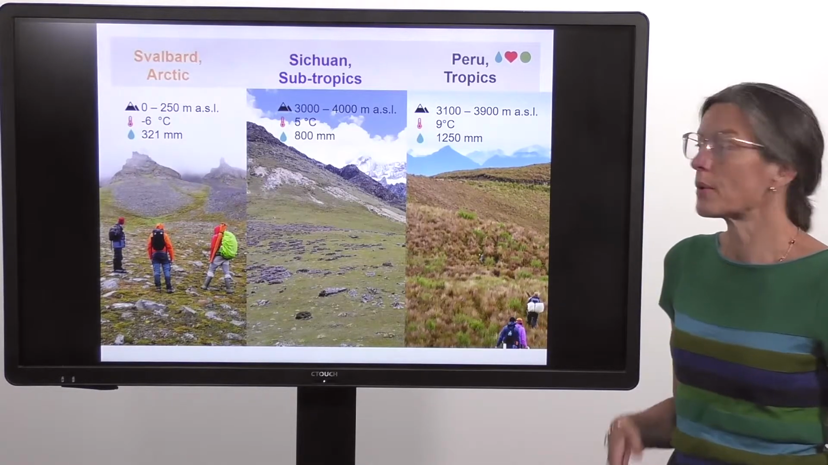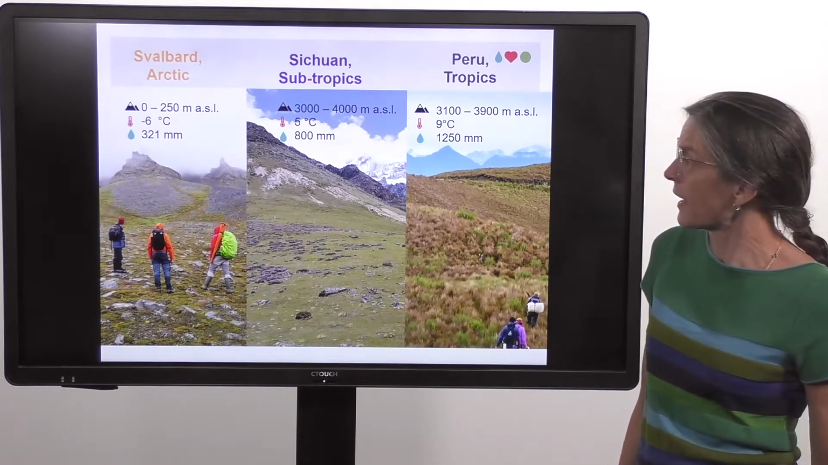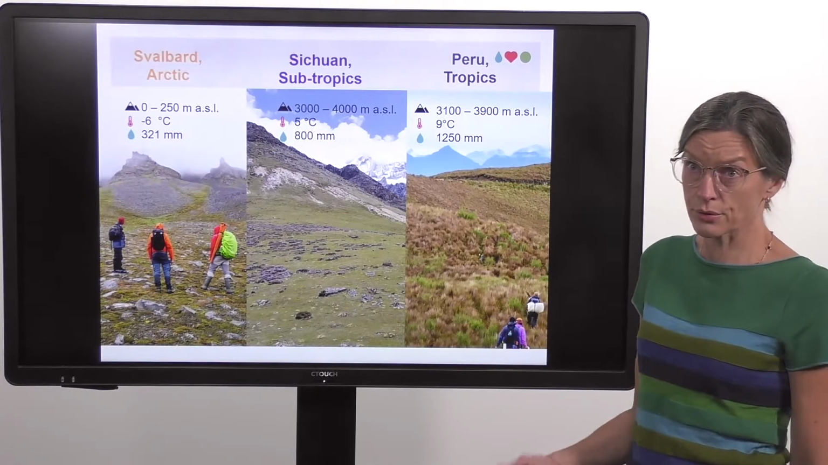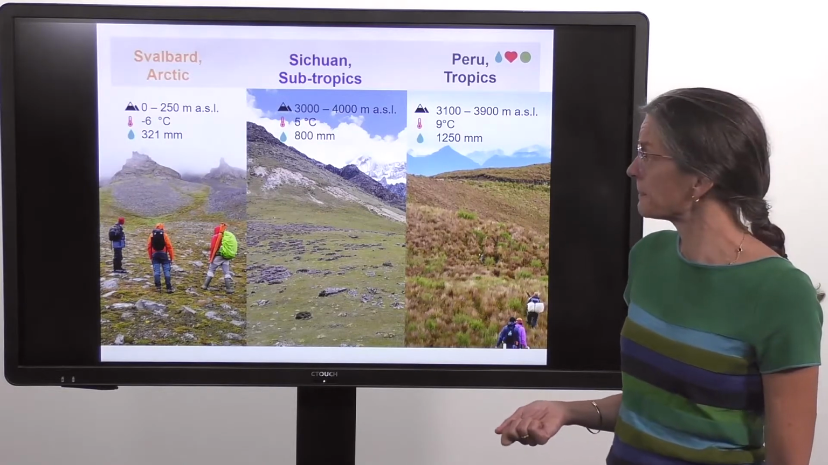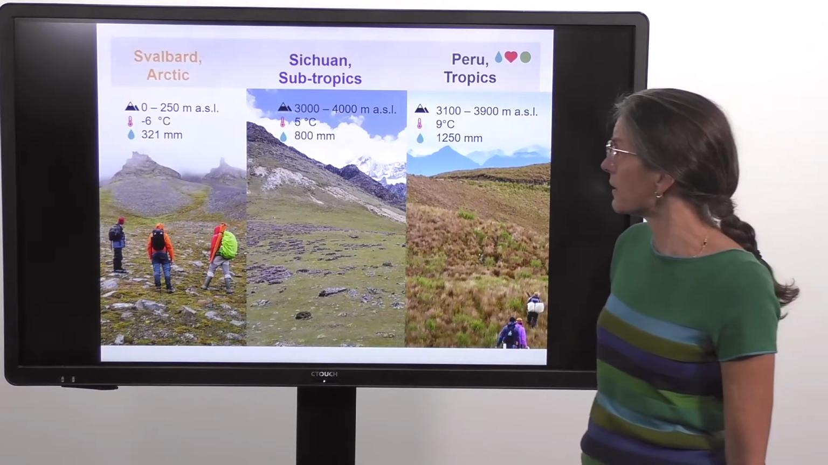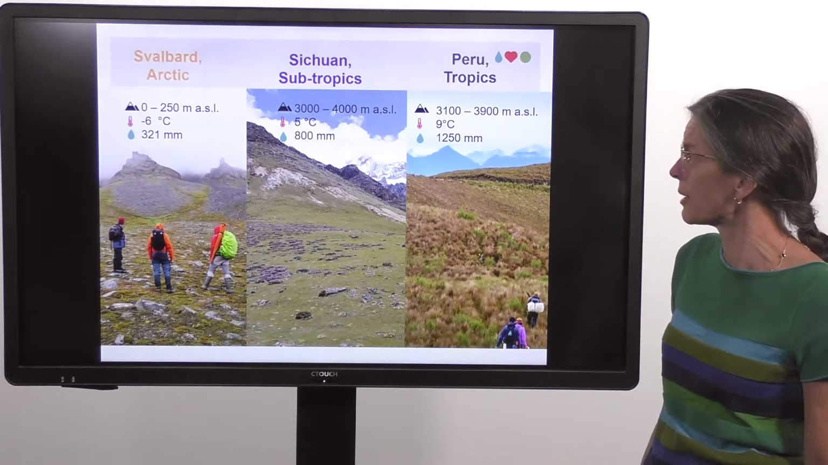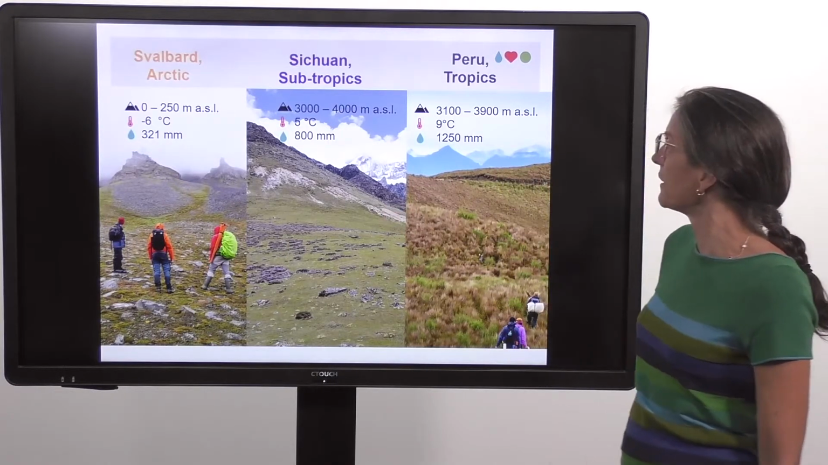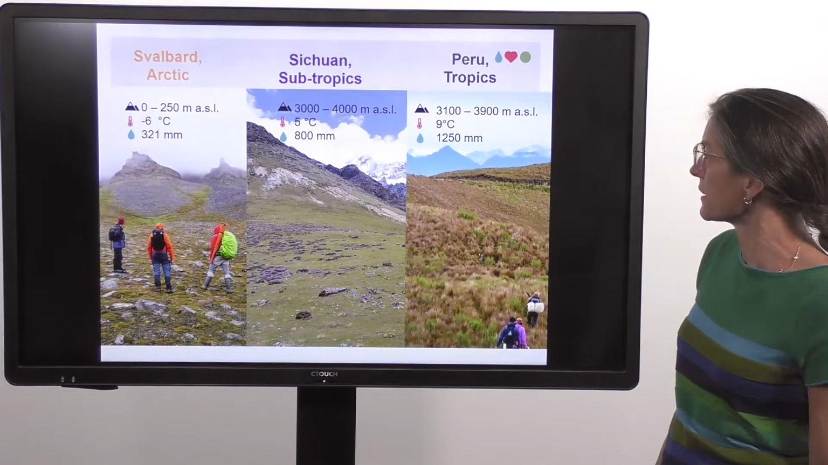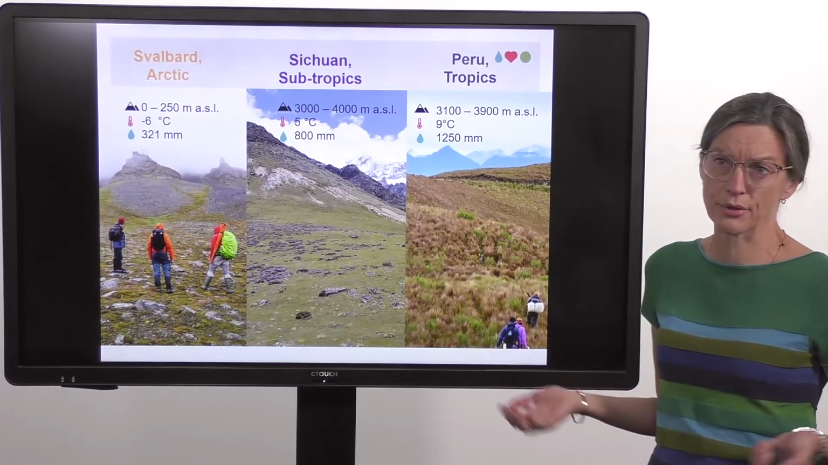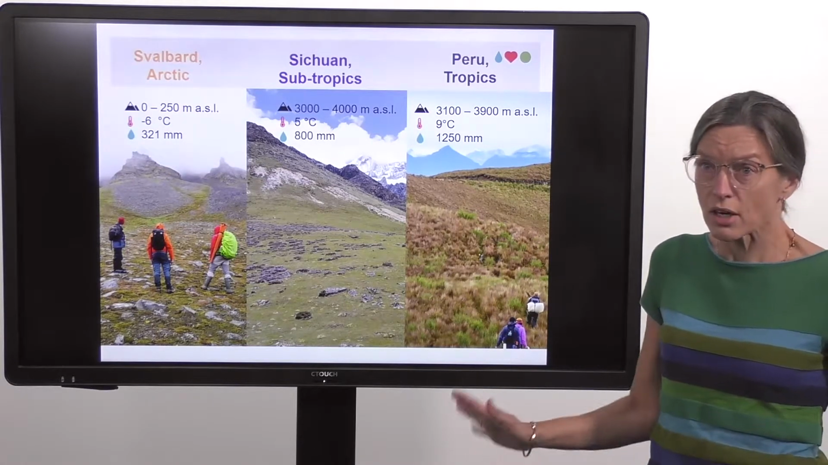And so this is what some of these sites will look like. You will recognize the Arctic site up here. Our mountains there are from 0 to 250 meters of altitude. So the mountains really start at sea level up there. This is from Sichuan in the subtropics, a similar looking landscape, but here we are at 3,000 to 4,000 meters above sea level. And then in Peru, we are also at around 3,000 to 4,000 meters. And the temperatures and the precipitation and some of the drivers are different, but the patterns are still overarchingly the same.